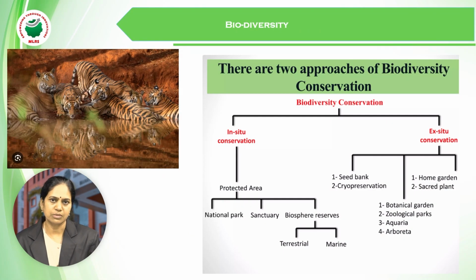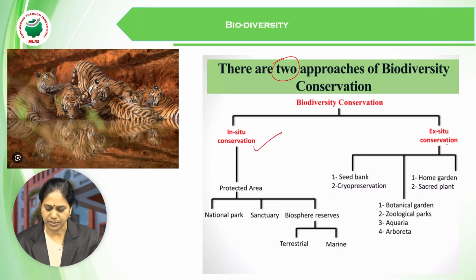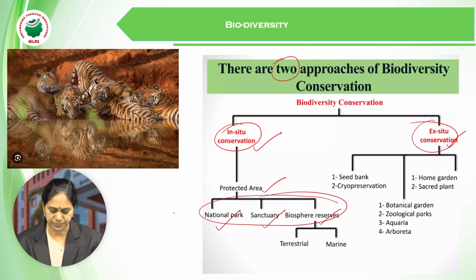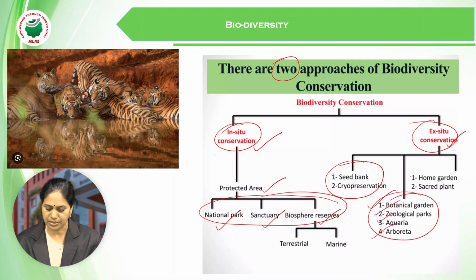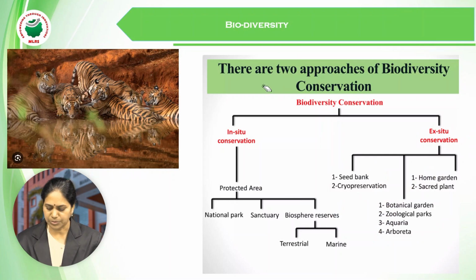Next, there are two approaches to conservation of biodiversity. The first one is in situ conservation, the second one ex situ conservation. In in situ conservation, we have protected areas: national parks, sanctuaries, and biosphere reserves. These three come under protected areas, which are included in in situ conservation. Biosphere reserves can be terrestrial or marine also. Then in ex situ conservation, we have seed banks, cryopreservation, botanical gardens, zoological parks, aquaria, arboretum, home gardens, and sacred plants. All this comes under ex situ conservation. So two strategies of biodiversity, in situ and ex situ. What exactly do we mean by them? I'm going to show that in the next slide.